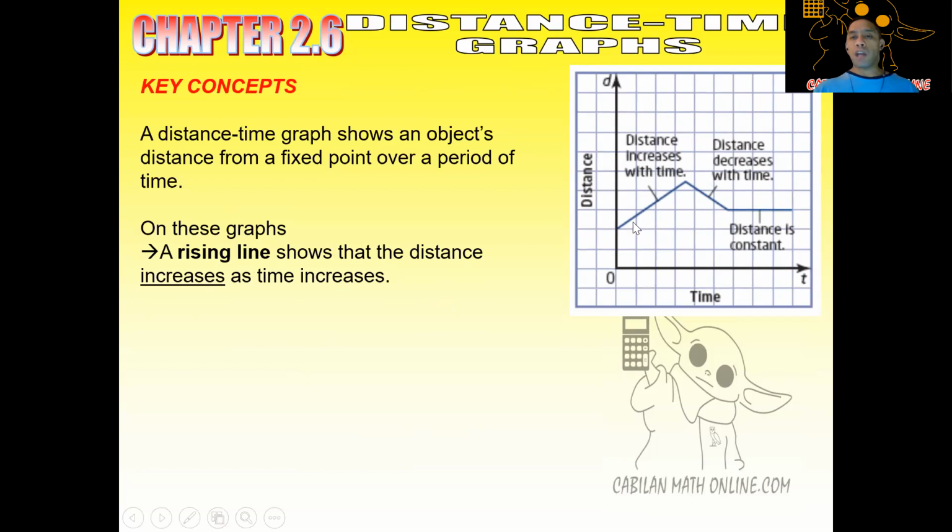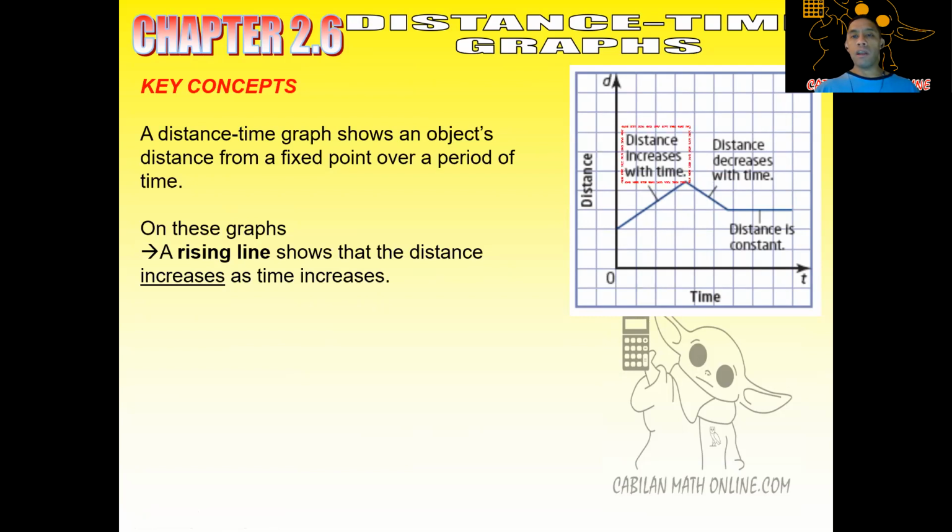Now, as I said before, it goes in three general directions when it comes to distance time. It either goes up to the right, down to the right, or across. Anytime you're looking at a distance time graph that is rising, whether it's a line or a curve, that's telling us that you're moving away from your starting point. So this object or person starts at some point and then moves away from it. That's why it says here, a rising line shows that the distance increases as time increases.